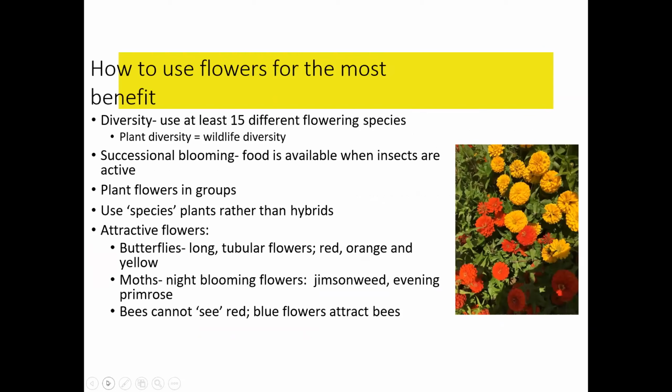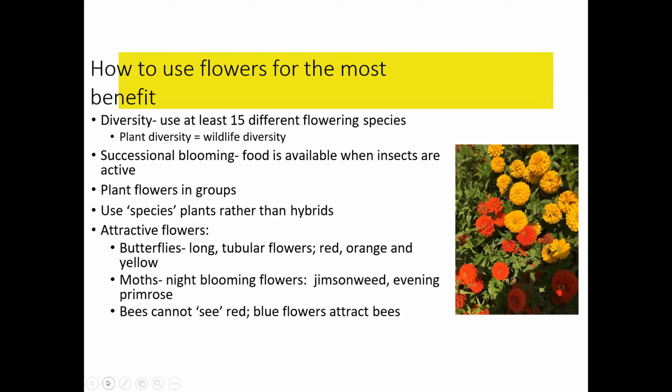So there are a lot of ways you can use flowers for the most benefit. Again, go for diversity. Have at least 15 different flowering species. Now 15 may seem like a lot, but you have to remember that of that 15, a lot of these are going to be trees and shrubs that are probably already in existence on your property. Trees and shrubs flower. They may not be very showy or conspicuous about it, but they do have flowers. And again, they're important food plants for caterpillars.